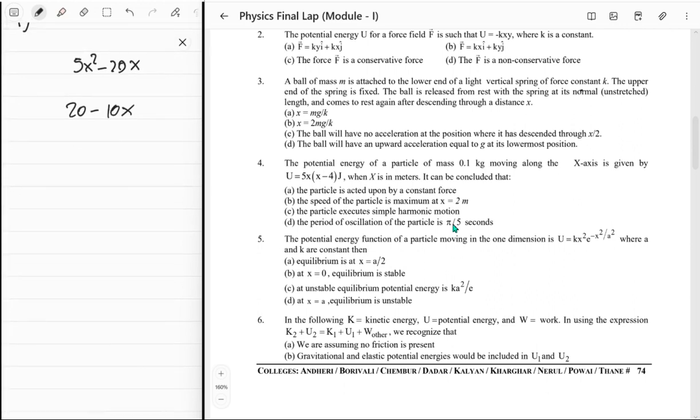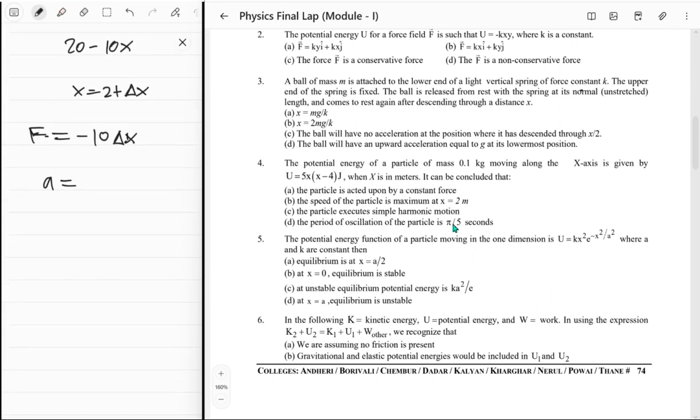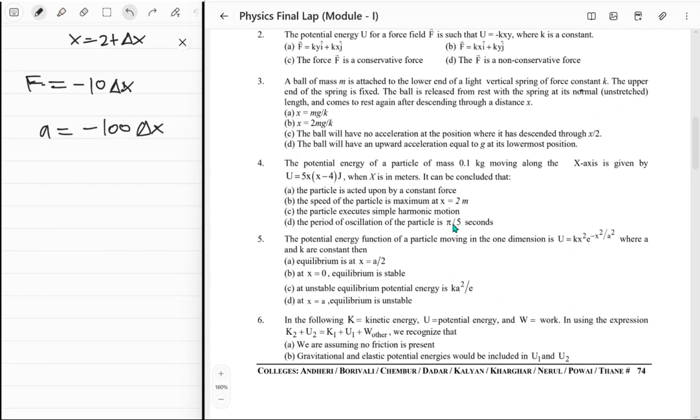So let's just say x is equal to 2 plus delta x. At that point the force will just be negative 10 delta x. So that's the force. Our mass is 0.1 kg. That just means the acceleration is force upon mass, which is negative 100 delta x. So this thing is just omega square. Omega is 10. So 2 pi upon 10, that's going to be pi upon 5 seconds. That's why the period of oscillation is that.